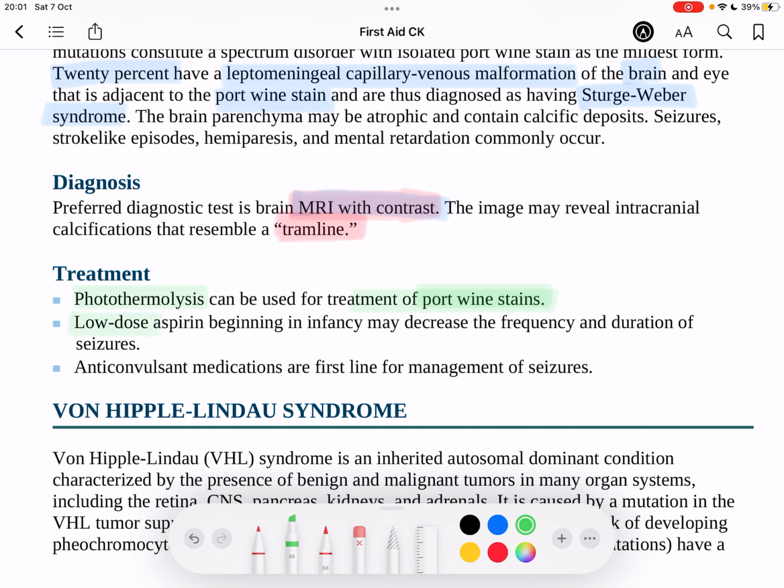Low-dose aspirin, beginning in infancy, can actually decrease the frequency of the seizures. So just bear that in mind. But of course, the main problem with these children in terms of their health is not the port wine stains, it is the seizures, okay? So anticonvulsive medications are a first line for that.